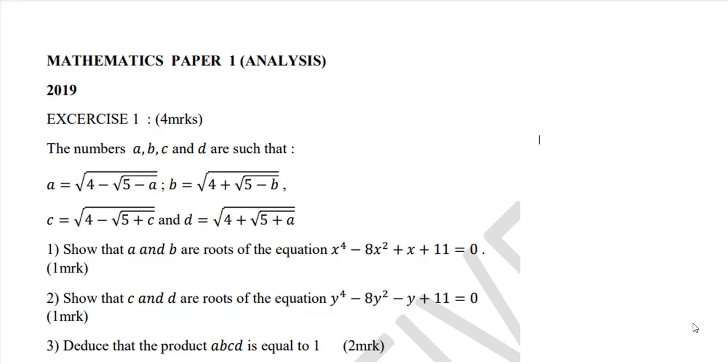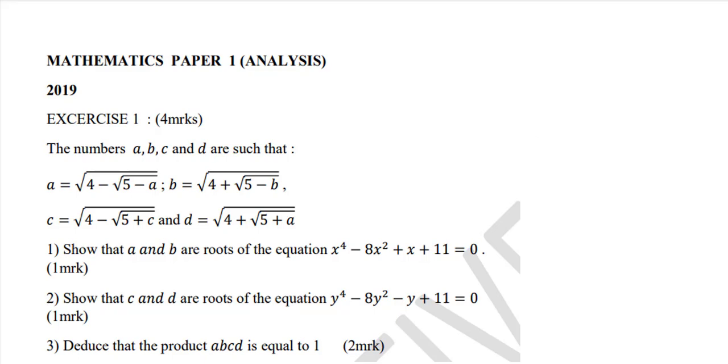Today we are going to solve a paper 1 question on ENSPY, that's the 2019 session, and the question is displayed on the screen. So that was exercise 1 and it's 4 marks.